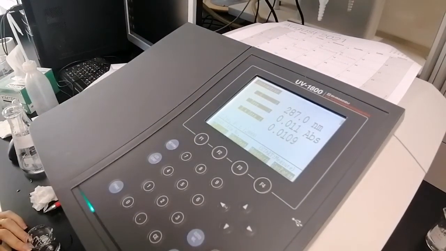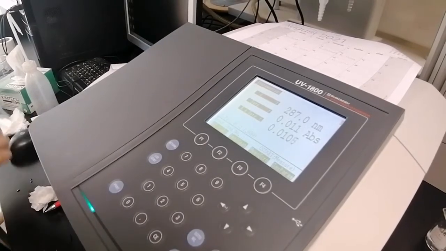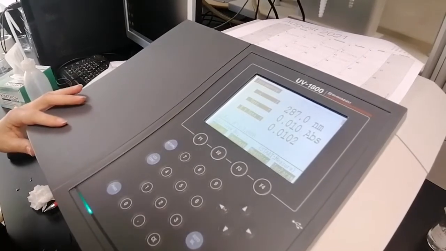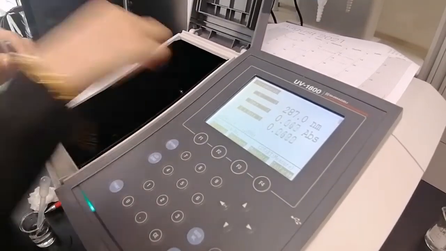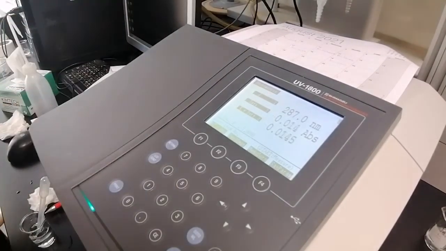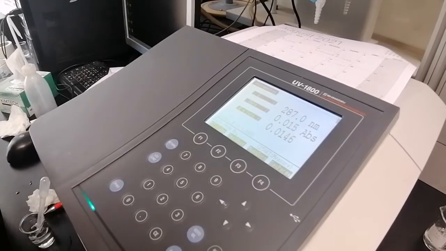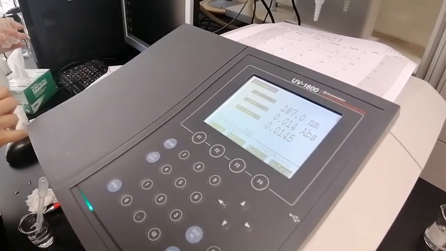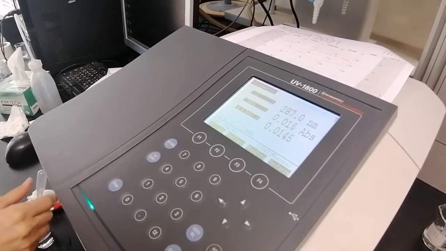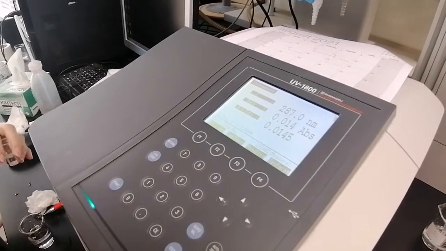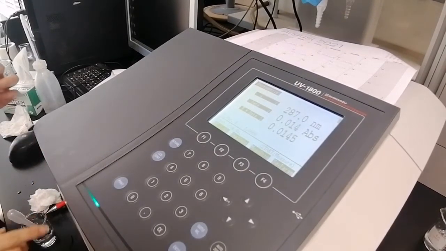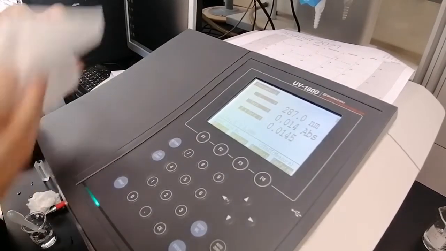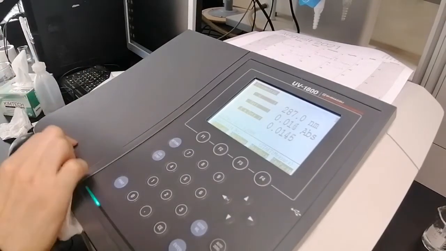Okay, 0.11 absorbance for pH 3. I will measure the second absorbance of pH 7.4. Firstly, we need to remove the blank cuvette as well, rinsing it with distilled water, and then add the solution of interest, which is the blank here. This is the pH 7.4 blank buffer.